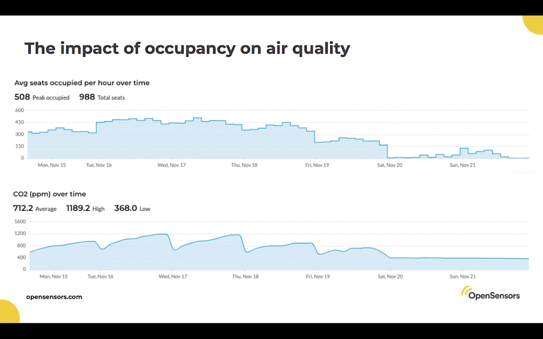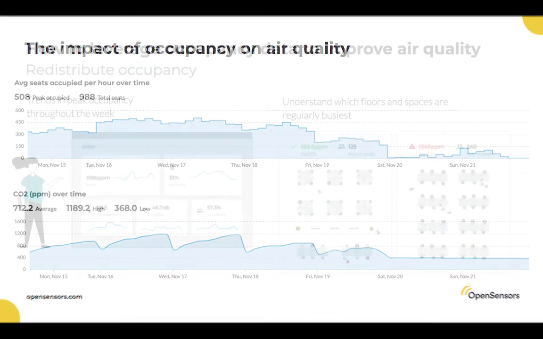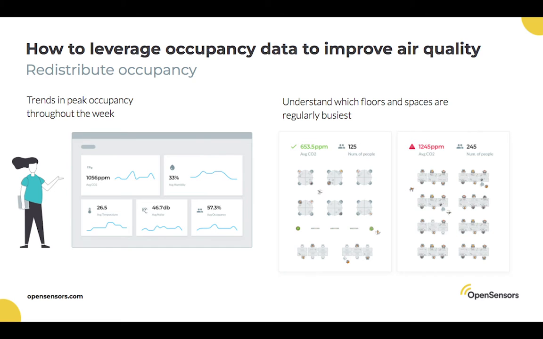Let's now look at what we can do to mitigate this and keep that CO2 level nice and flat throughout the week. The first thing we can do is use occupancy data to redistribute how people interact with spaces. And as you saw in the graph on the previous slide, occupancy tends to fluctuate throughout the week, with Monday and Friday being a bit emptier, Tuesday, Wednesday, Thursday being when people like to come into the office.